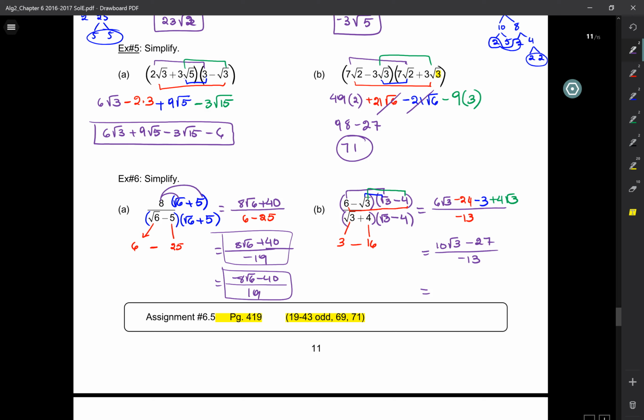So again, we normally don't like having negatives on the bottom, so I can distribute the negative to the top, and I get negative 10 root 3 plus 27 over 13. And either of those are okay.